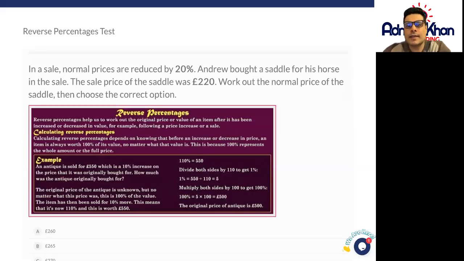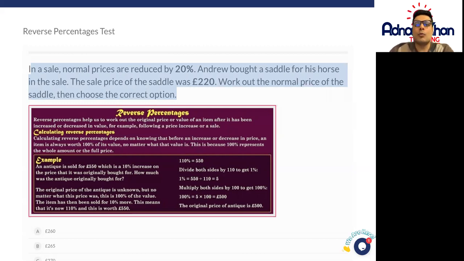So let's have a look at this first question and we'll try and work out how this can be done. Okay, so in a sale, normal prices are reduced by 20%. Andrew bought a saddle for his horse in the sale. The sale price of the saddle was £220. Work out the normal price of the saddle.